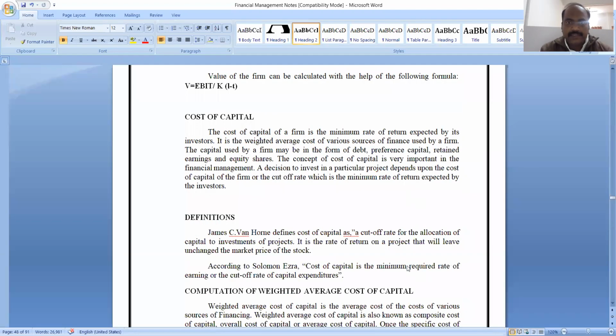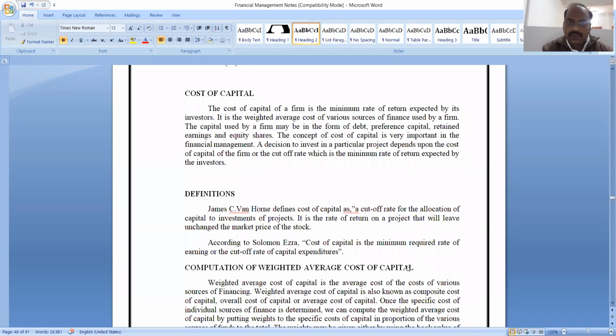Now let us see the next concept, that is cost of capital. What is cost of capital? Cost of capital of a firm is the minimum rate of return expected by its investors, and it is the weighted average cost of various sources of finance used by a firm.